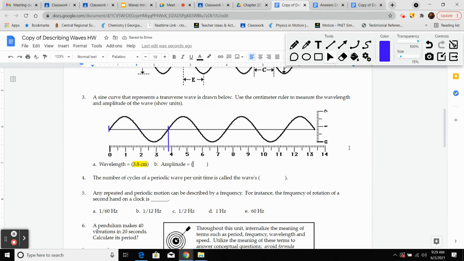What about the amplitude? How would I measure that? I could go resting position to the crest, but again, we're starting at a different number. That's a little funky. So I'm going to say let's start at 0 and then go up to where the trough starts, and go straight across here. What is that at? This would be 0.5, 6, 7, 8. So this one would be 0.8 centimeters.